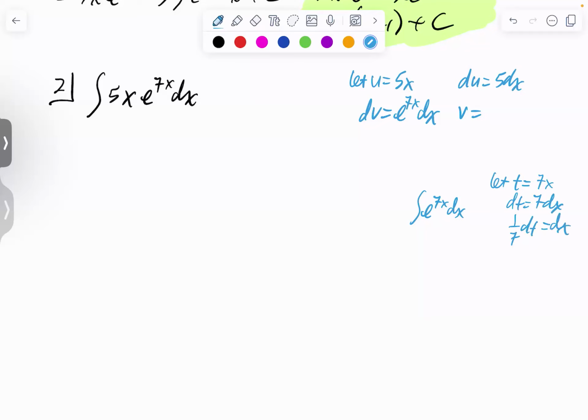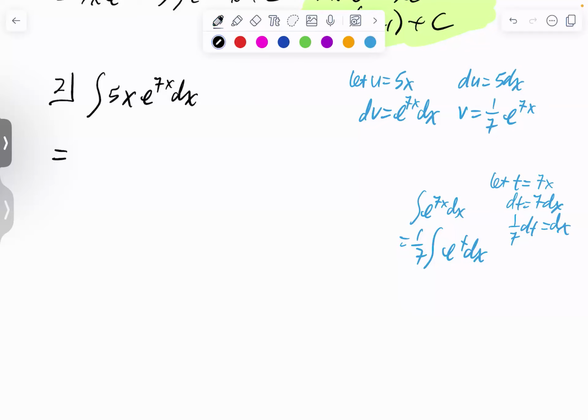So my dx gets an extra 1/7 when I integrate it. Which means what I have here is 1/7 e to the 7x. We get that extra 1/7 because e to the ax, when I integrate it, gives me 1 over a times e to the ax every time.